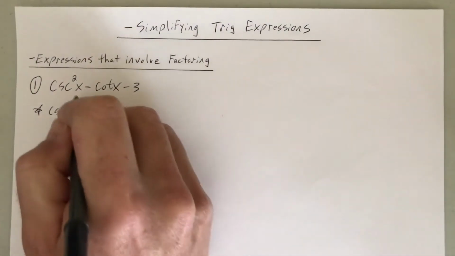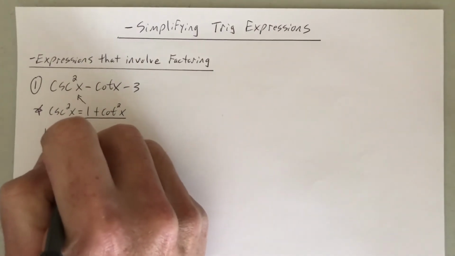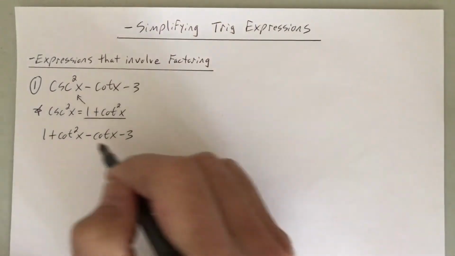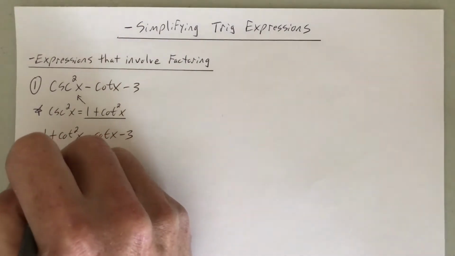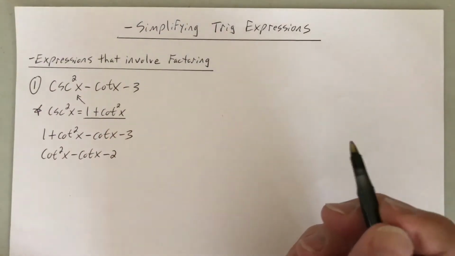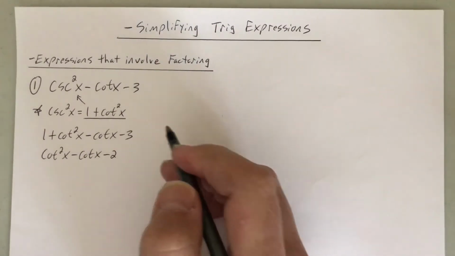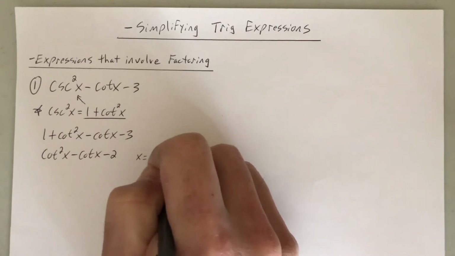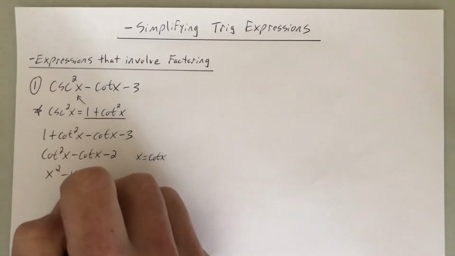So I'm going to take this and put it in here, and that's going to give me 1 plus cotangent squared x minus cotangent x minus 3. So then we look and see if we can simplify anything from here. I can combine the 1 and the minus 3, so that would give me cotangent squared x minus cotangent x minus 2. Now, when I do this with the students, sometimes I'll say you can do a substitution. So basically, you can go off to the side and say that I'm going to allow x to equal cotangent x, and then go ahead and replace that. So this would look like x squared minus x minus 2.